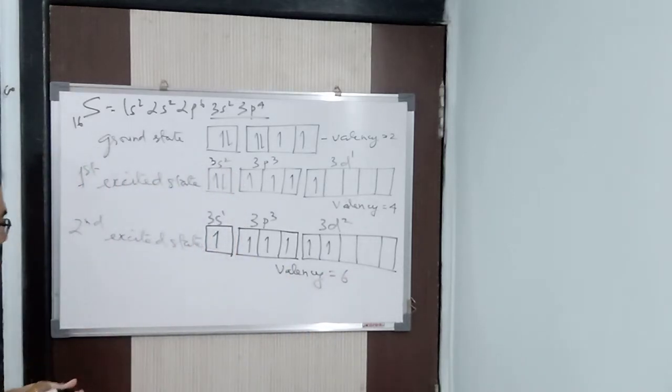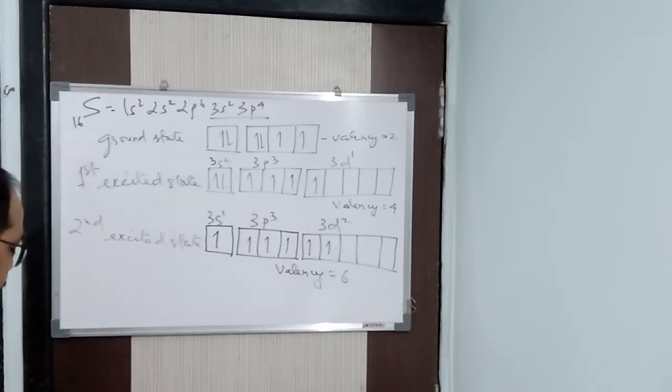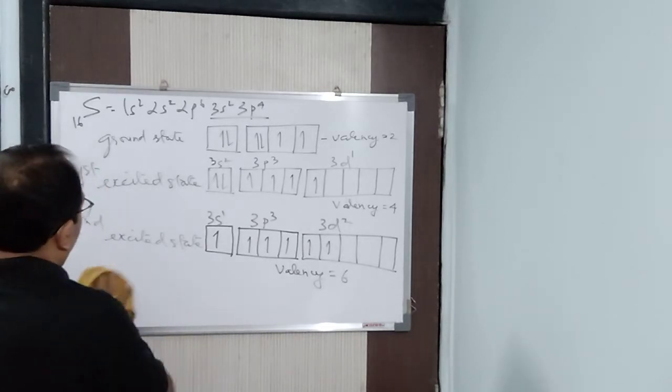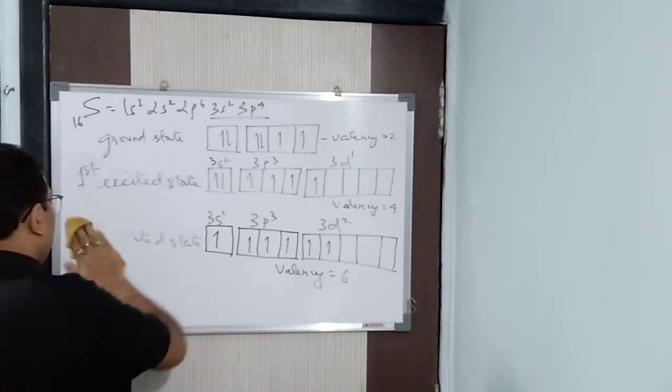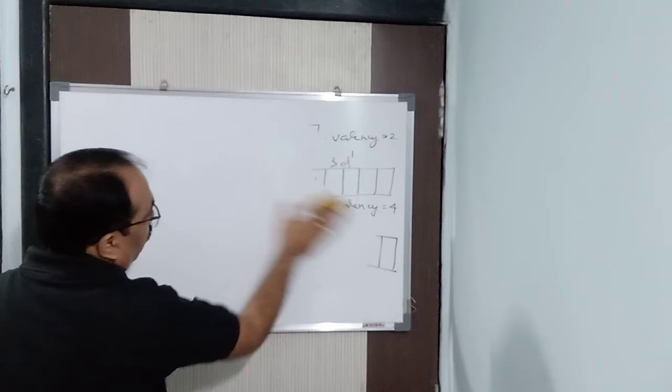So in this way, sulfur shows a variable covalency of 2, 4 and 6. We can say that. Clear? So we understood about variable covalency and also came to know why it shows. So in this way, many elements show a variable covalency.